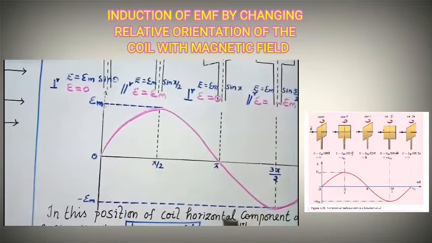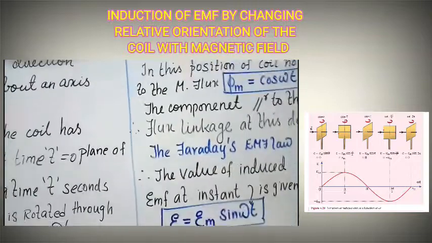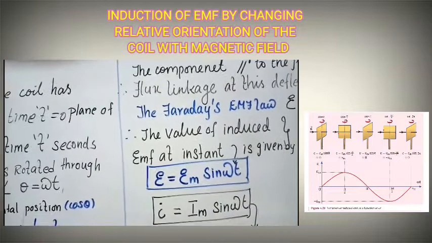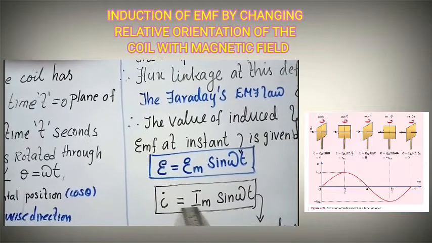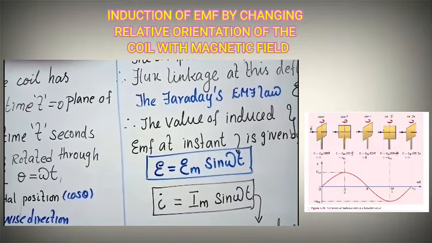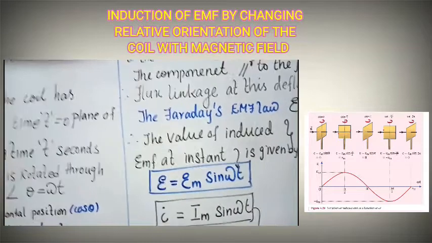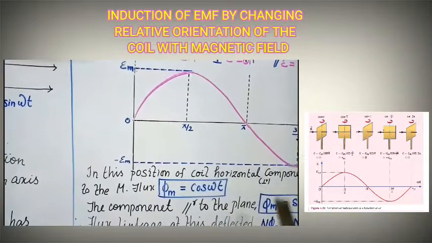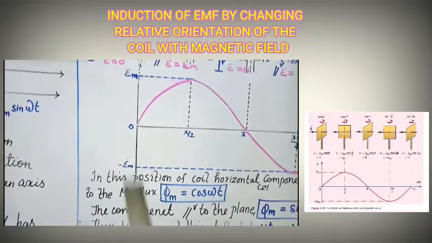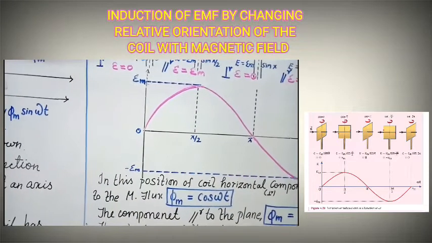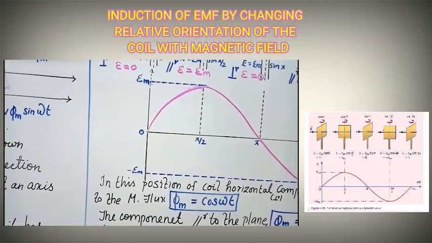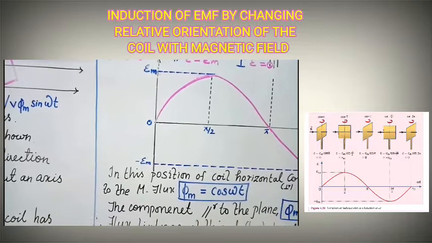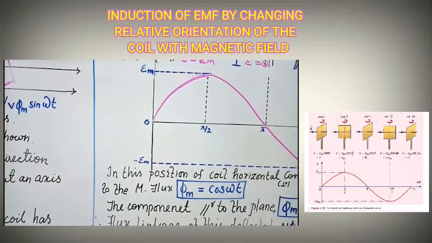Here the current I is equal to Im sin omega t. The current induced in the coil is I equal to Im sin omega t, where Im is the maximum value of induced current. The induced EMF varies as a sine function of the angle omega t. The graph between induced EMF and time, over one rotation of the coil, will be a sine curve, and an EMF varying in this manner is called sinusoidal EMF or alternating EMF.